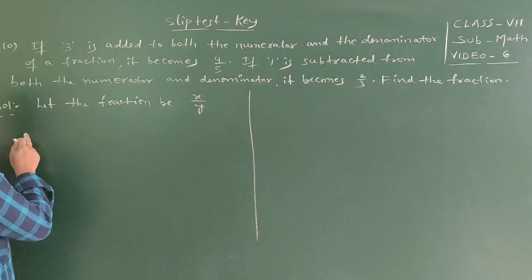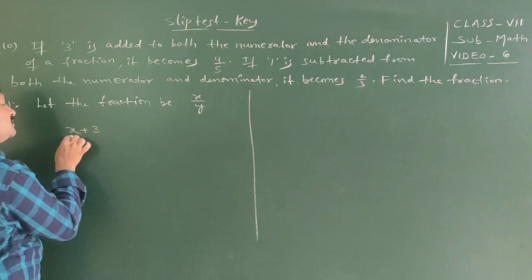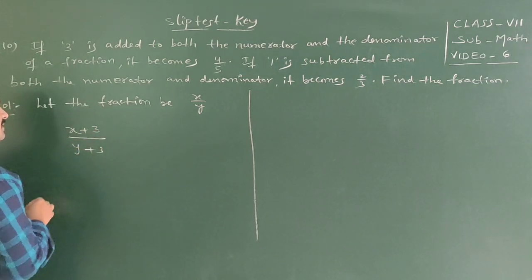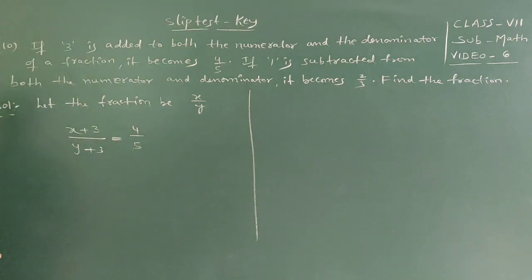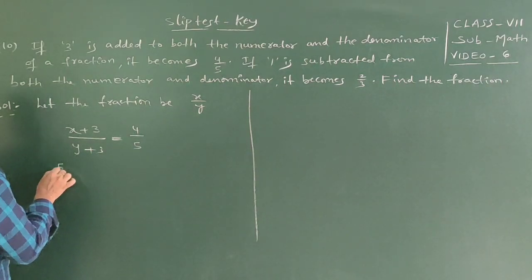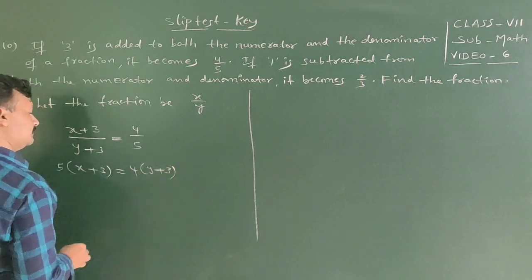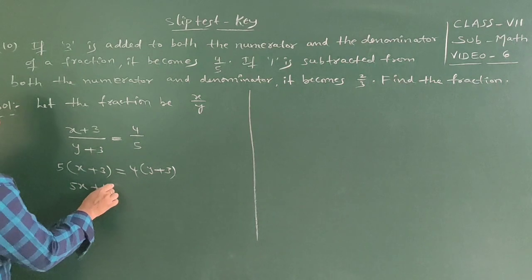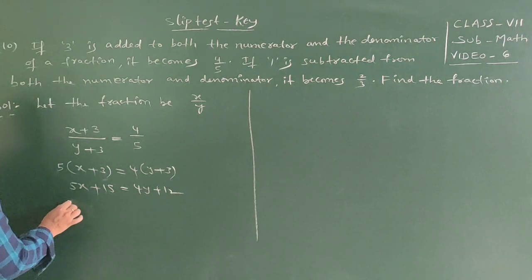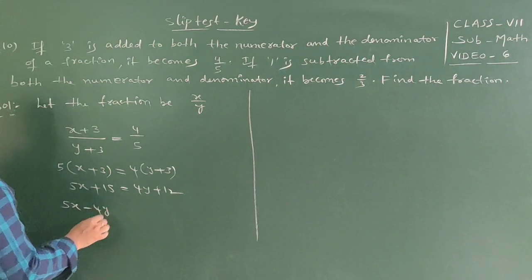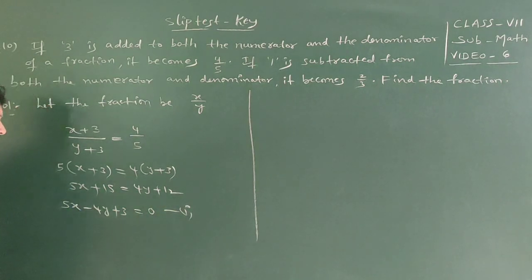First condition, 3 is added to both numerator and denominator. X plus 3 by y plus 3, then it becomes 4 by 5. If you cross multiply, 5 into x plus 3 equal to 4 into y plus 3. So 5 into x plus 3, 5x plus 15, 4 into y plus 3, 4y plus 12. Here 5x minus 4y plus 3 equal to 0 be the first equation.